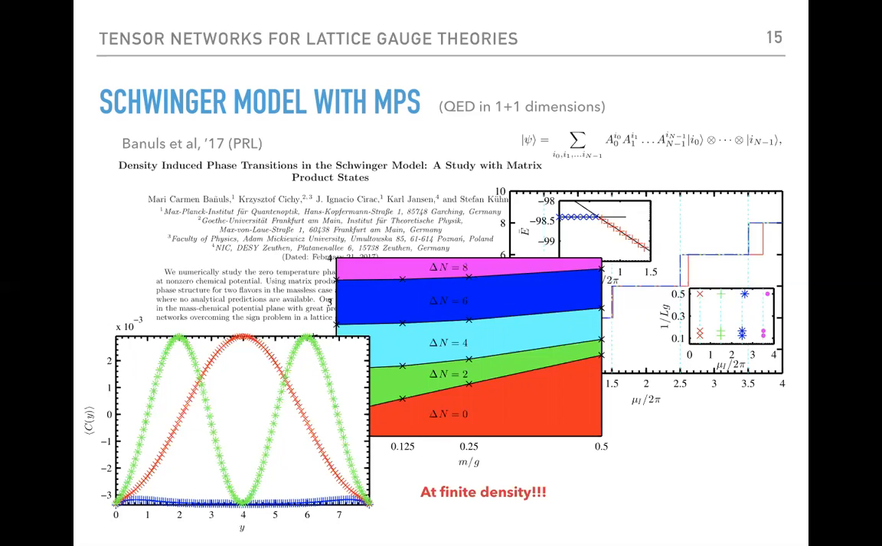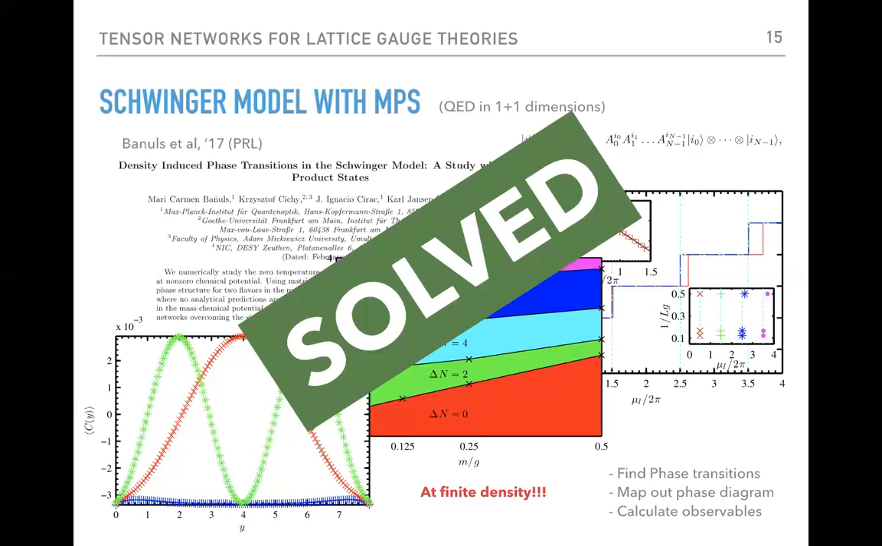And so they did so at finite density, and they found phase transitions. They map out the complete phase diagram. They were able to calculate observables like the fermion condensate and so on. So basically, they solved the full Schwinger model at finite density.